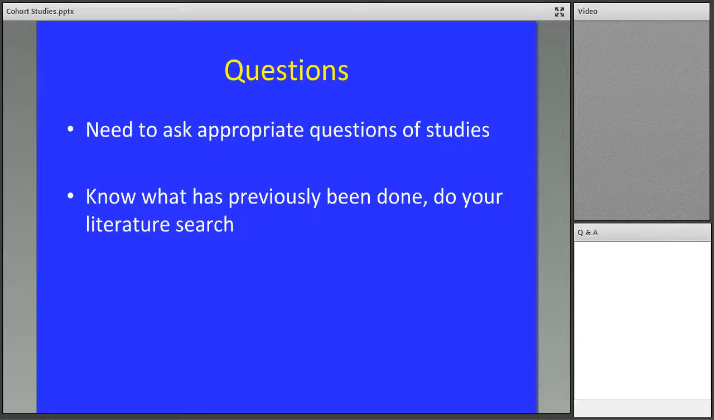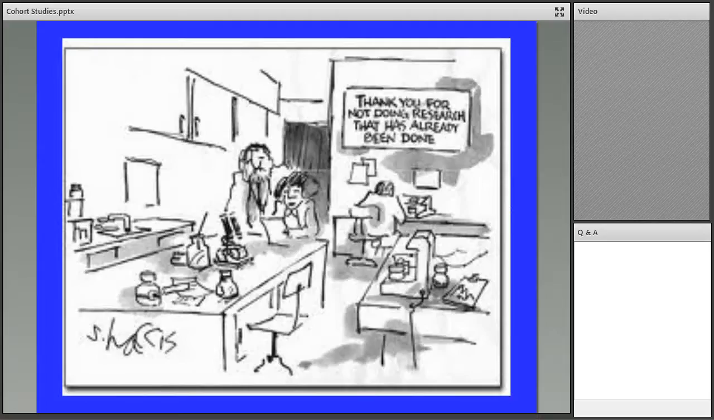So you need to ask appropriate questions of your studies and pick the study design type that is best suited for your research question. And please, please, please, know what has previously been done. Do your literature research. The sign that should be in everybody's lab is "Thank you for not doing research that has already been done." You would be surprised how many people think they are creating something new and novel and it's been done 1,000 times, or it's been done before PubMed existed. Sometimes people only go back as far as their search takes them. So do a thorough search. Make sure that the questions you're answering haven't been done already. There's plenty of low-hanging fruit for new stuff.